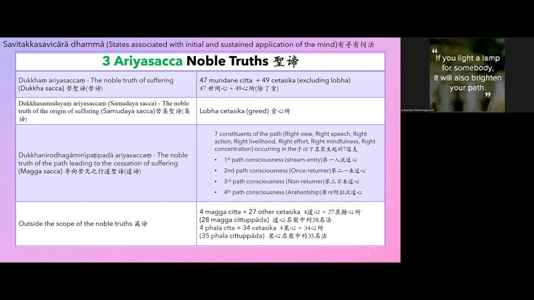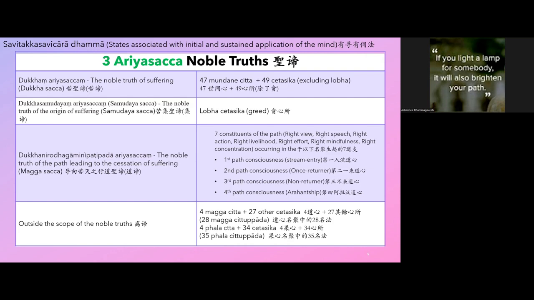Now we come to the final category, the noble truths. Here we get 3 ariya sacca. What we do not get is the nirodha sacca, because nibbāna is not classified here. The remaining ariya sacca are dukkha sacca, samudaya sacca, and magga sacca. Because we have the akusala citta, the lobha citta, we get the lobha cetasika as well. The lobha cetasika is classified under samudaya sacca.